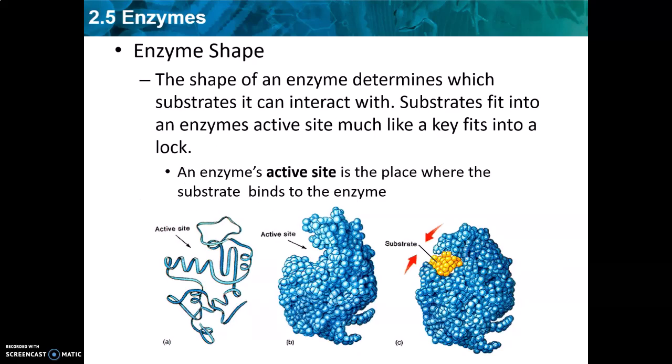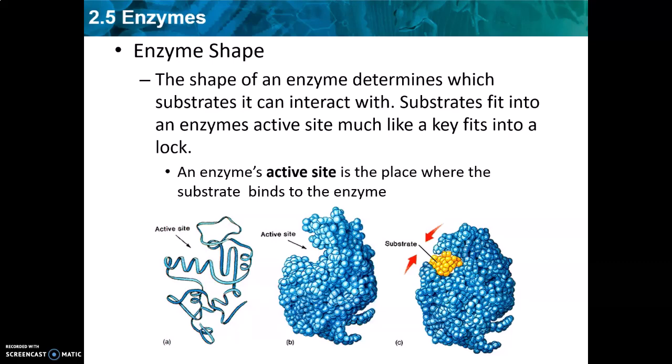So the shape of the enzyme is really important because that dictates what substrate it can interact with. Remember, the substrate in an enzyme reaction is our reactant, it's what you start with. And the way it reacts with an enzyme is it has to fit into a very specific location, a part of the enzyme that's called the active site.